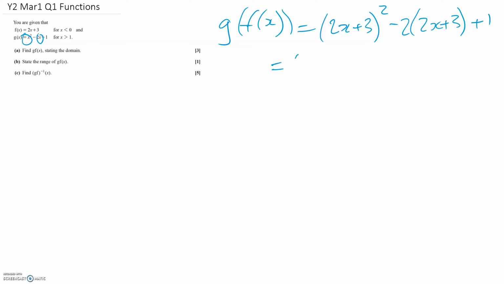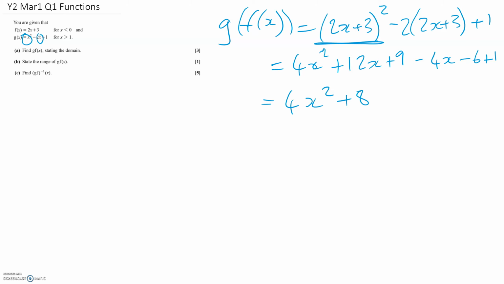We'll need to simplify that, so if we do double brackets here, we get 4x squared. We'll get 6x plus another 6x, so that'd be 12x plus 9. This will give us minus 4x, minus 6, plus 1. Simplifying everything, we get 4x squared plus 8x plus 9 take 6 is 3, plus 1 is 4.